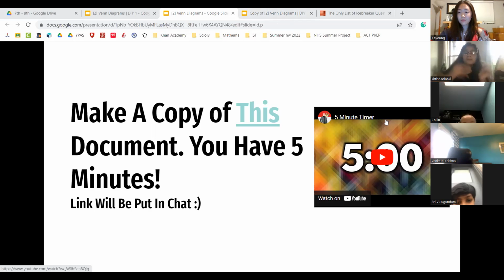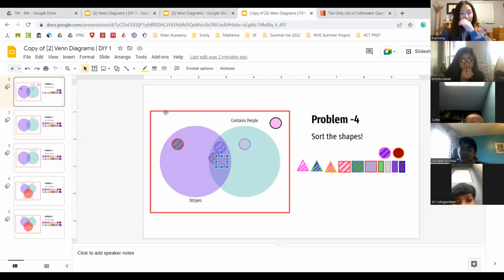If it doesn't match either of them, do we just not put them in? So if it doesn't go into either of the categories, you know how there's a box around it? Yeah. Put it inside the box, but outside of the circles. Oh, okay. Yeah, that's a good question. I didn't know that at first either.